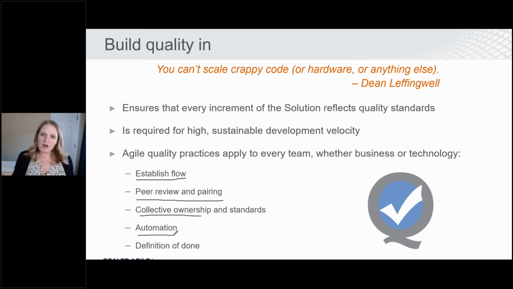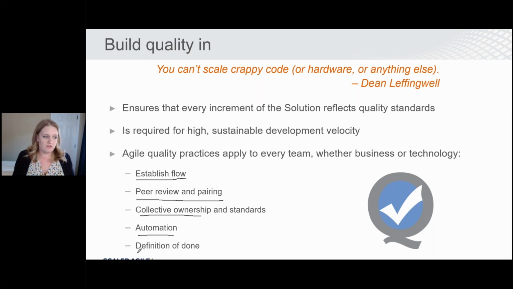Automation. Anywhere that we can, we want to remove human intervention. So where we can automate tests, where we can automate our flow of work, where we can automate our code deployments. We want to remove that human intervention wherever possible so that we can bring that quality up.